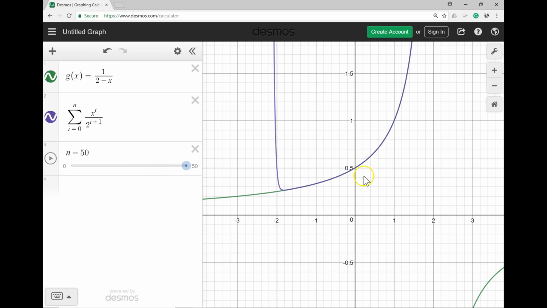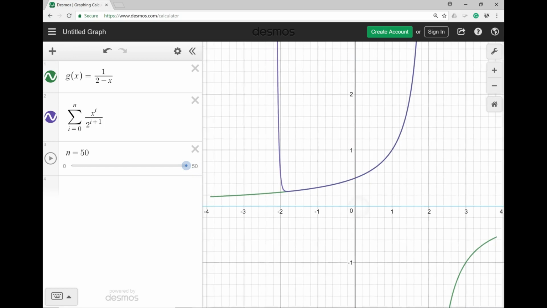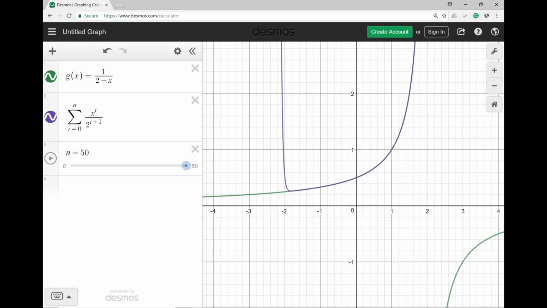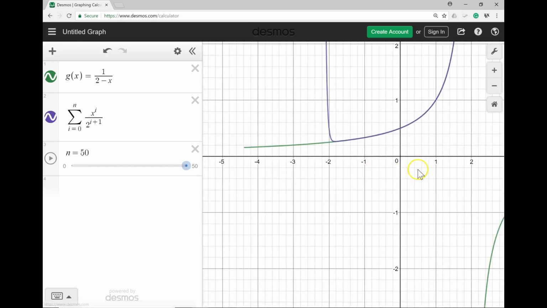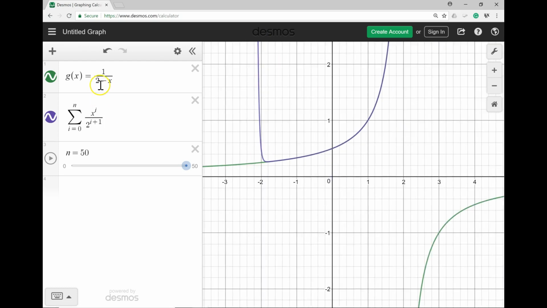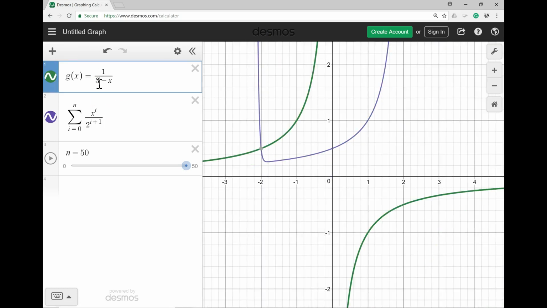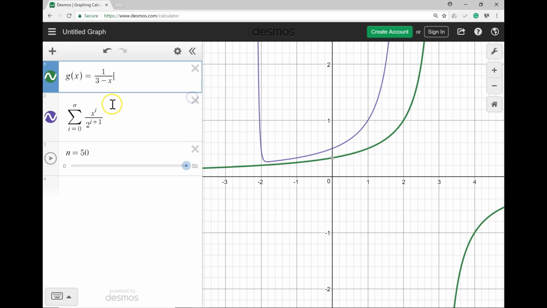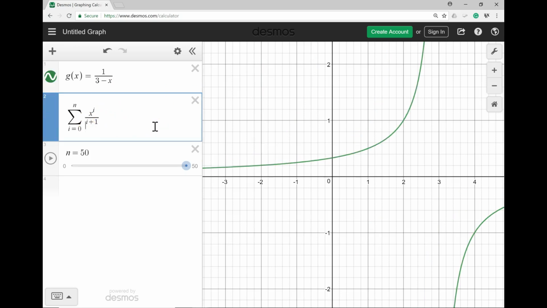So you can imagine how this would affect other things, like instead of 1 over 2 minus x, if I had 1 over 3 minus x, how would that be different? Well, essentially, it would now have a 3 here instead. And notice that that extends the radius of convergence. Now the radius of convergence would be triple what it previously was.